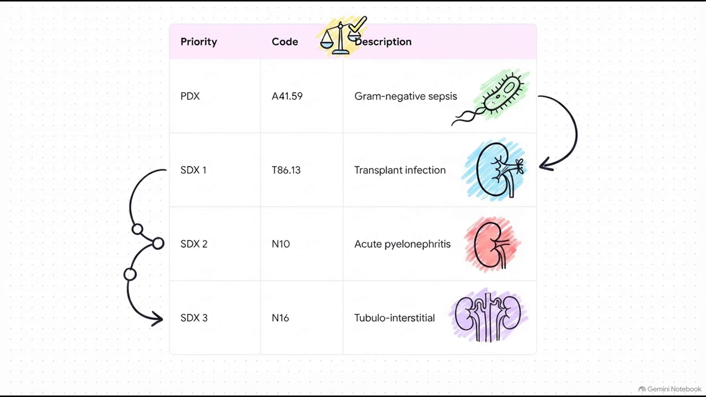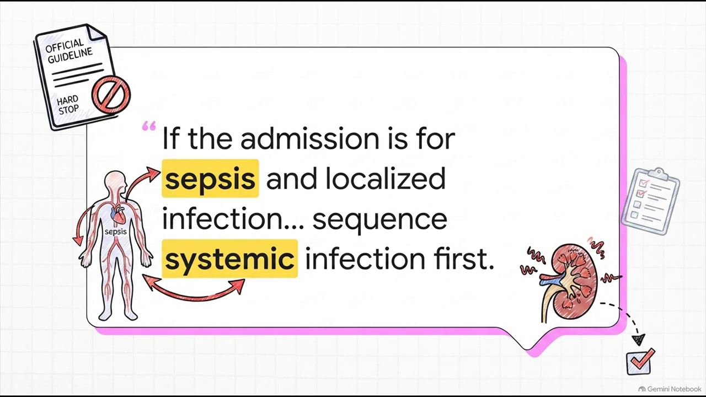And you know, this perfectly illustrates the ICD-10-CM official guidelines section I.C.1.b.4. This rule is a hard stop. It strictly forces the underlying systemic infection, the sepsis, right into that principal diagnosis slot, whenever the patient is admitted for both sepsis and a localized infection. The localized infection, which is our pyelonephritis here, simply gets relegated to a secondary diagnosis.